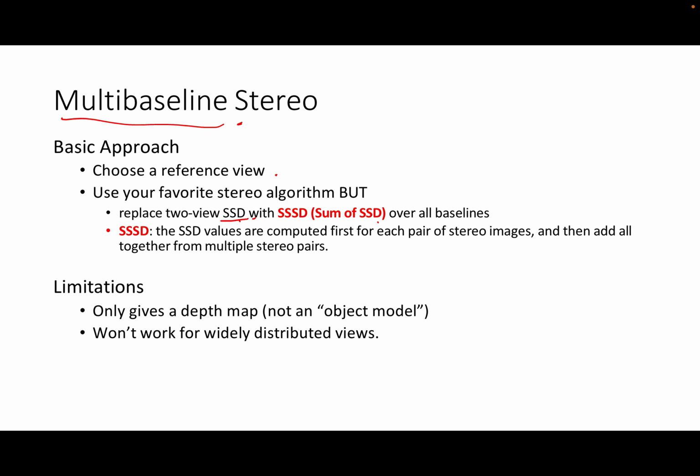In MVS, we have lots of cameras, right? We have lots of images from different cameras. Multi-baseline stereo means we try different cameras. So replace the two-view SSD with the sum of SSD over all baselines. Let's say we pick this image as a reference view, and then we get SSD from all the remaining viewpoints over all baselines. The SSD values are computed first for each pair of stereo images, and then added all together from multiple stereo pairs.